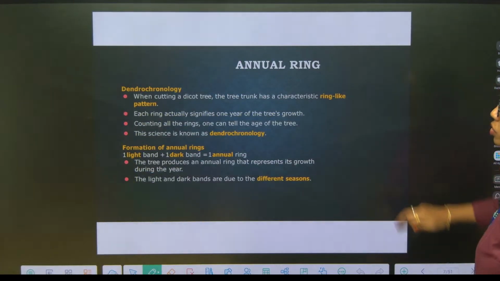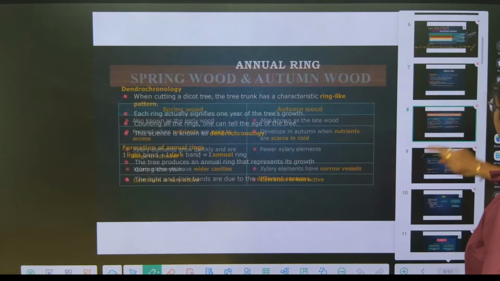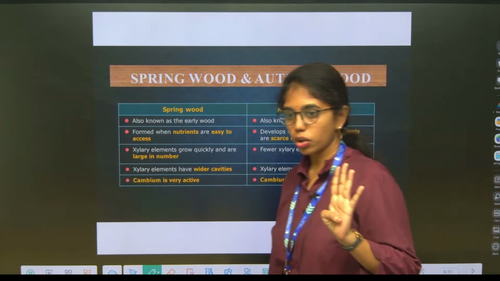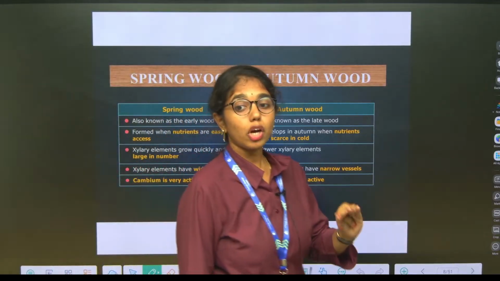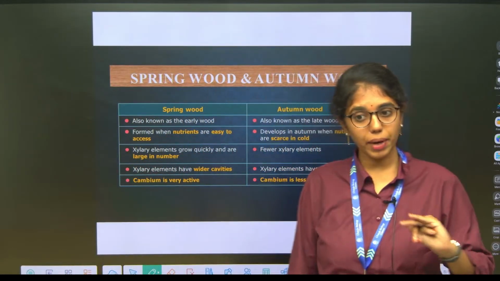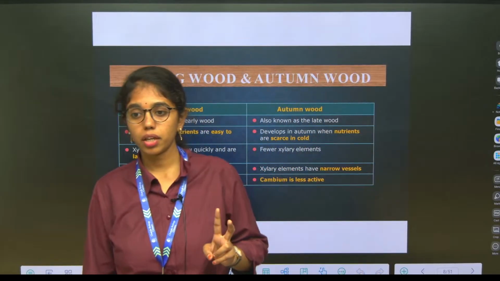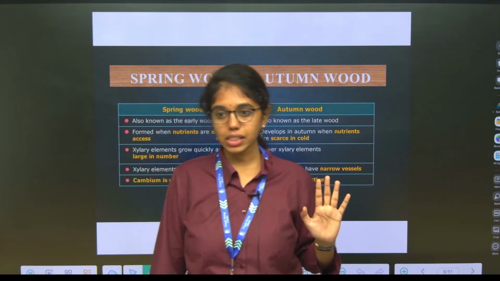Okay. So, before knowing annual ring you should have a clear idea on spring wood and autumn wood. Now, you have understood secondary growth. What is secondary growth? In which plants you will see secondary growth, because of what cambiums? Vascular cambium and cork cambium. Okay. So, as such you will observe two patterns of secondary growth, stellar secondary growth and extrastellar secondary growth. This thing is clear to you.